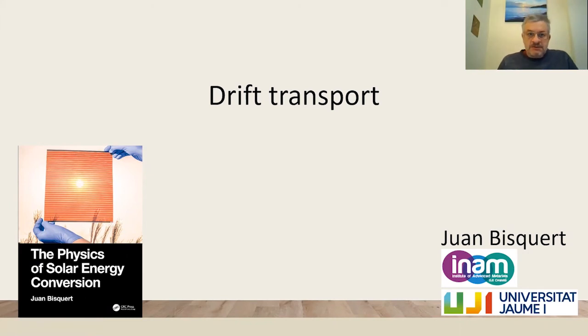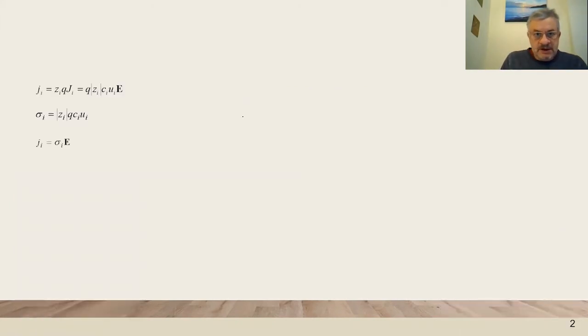Drift transport. Drift transport means that the carriers are going to move in an electrical field. So the electron is going to move against the field. This is the velocity of the electron. And the hole is going to move with positive charge in favor of the electrical field.